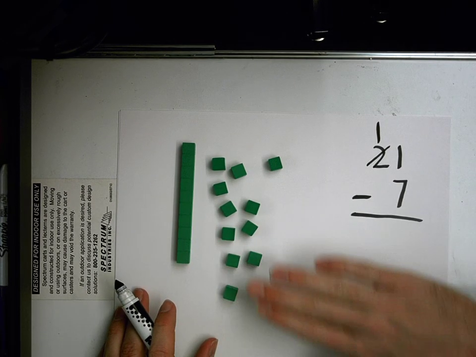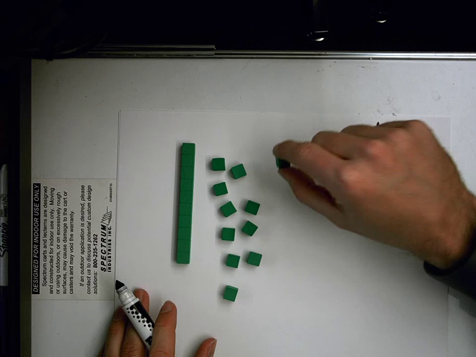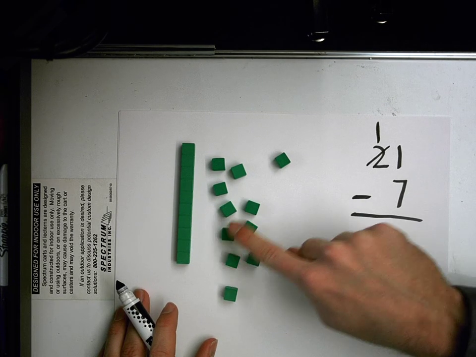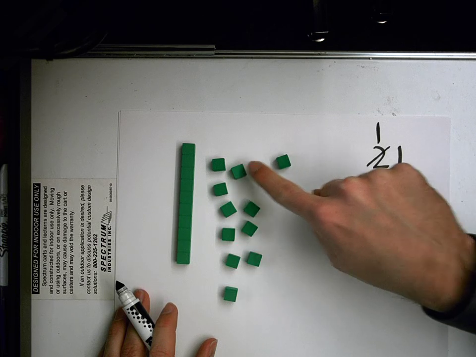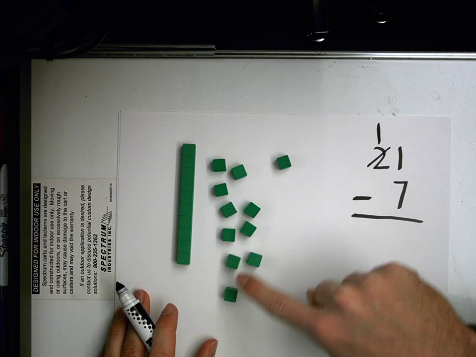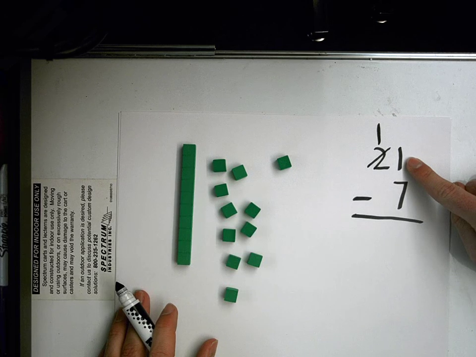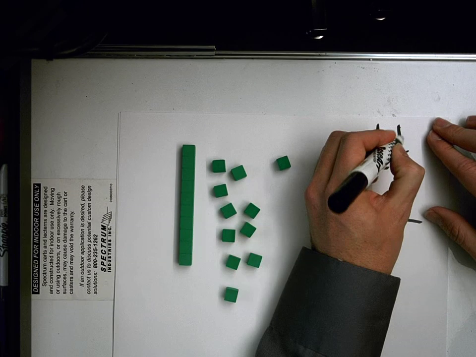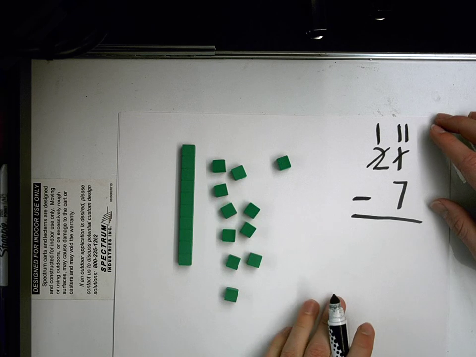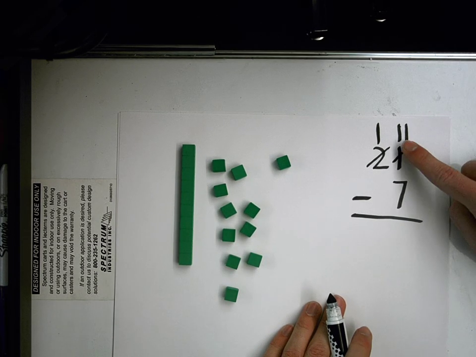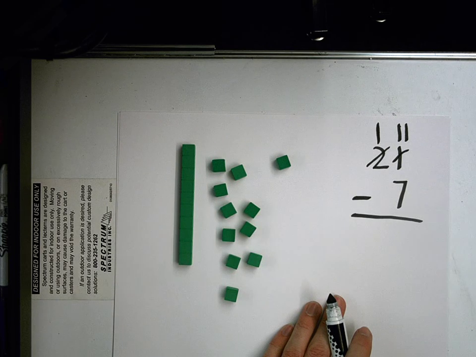Now, when I look at my ones, I have my first one that I originally had, but then 10 more. I have 1, 2, 3, 4, 5, 6, 7, 8, 9, 10, 11. So I don't just have 1 one, I have 11 ones. An easy way to remember this is I just take whatever number is already in the ones place and put a 1 in front of it.